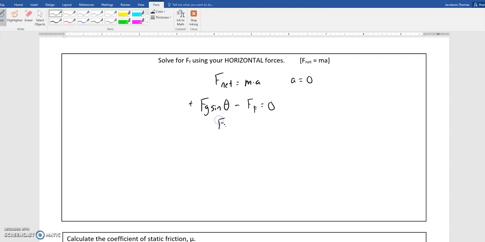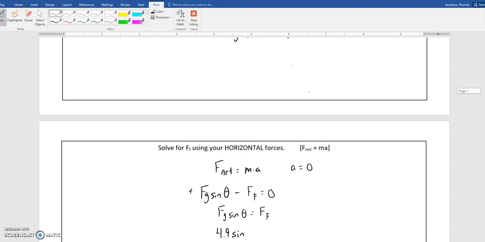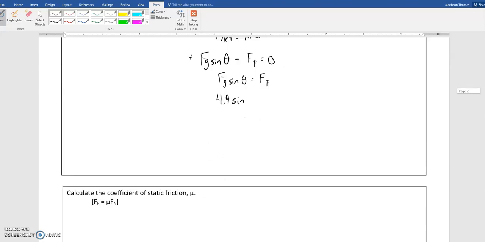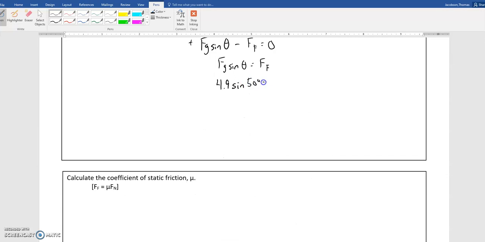So just like before, Fg sine theta is going to equal Ff. So Fg is 4.9. The sine of, I believe we were using 50 degrees, right? Yep, 50 degrees equals Ff. And then you would go to your calculator. Ff is going to equal 4.9 sine of 50. So that's 3.75 newtons. So it's a real quick, easy last step.